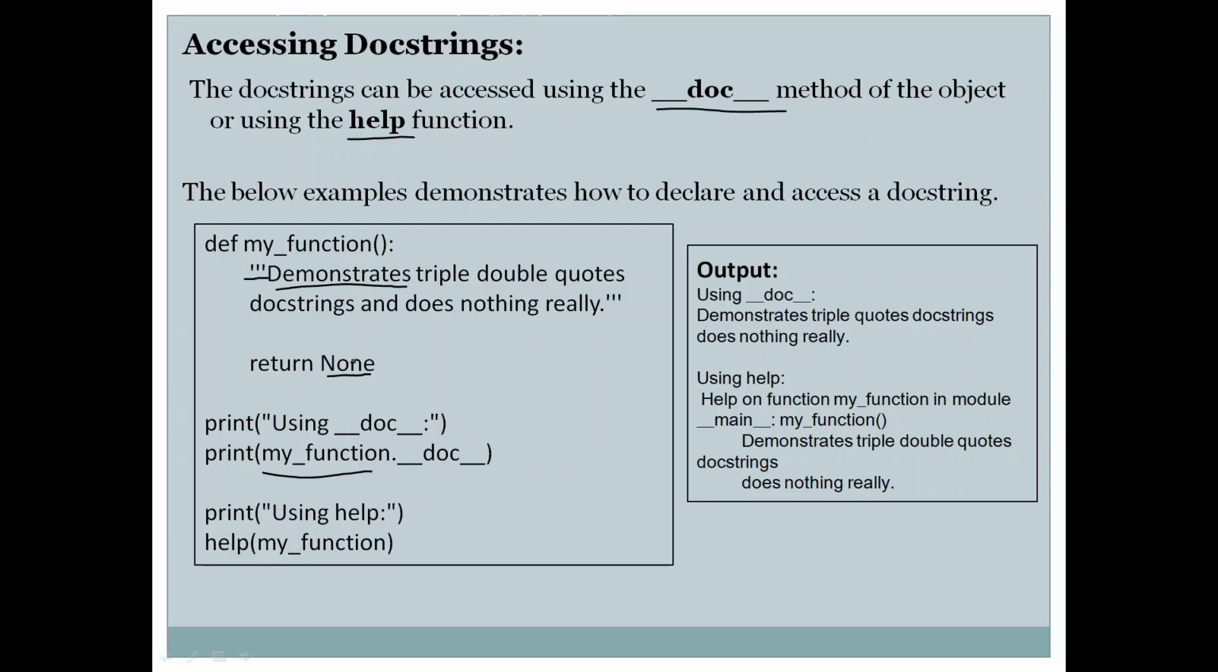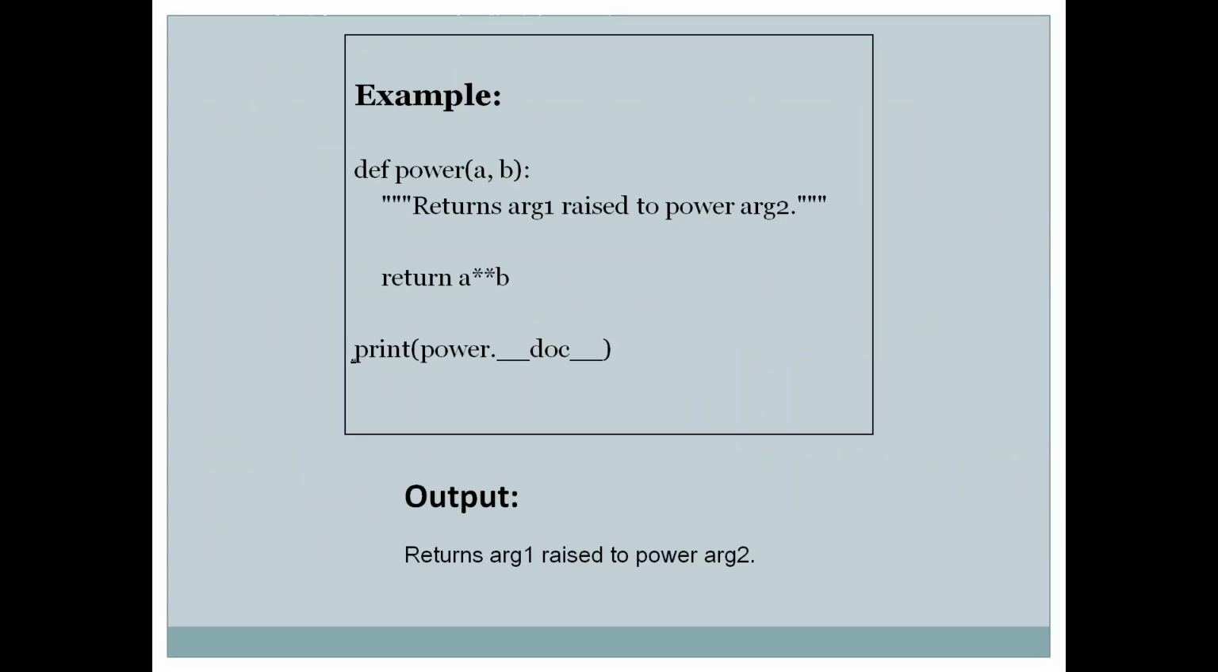Okay, let us look at one more example now. So this is again a simple example. We have a function that is power, which is taking two arguments a and b, and we have a docstring first. This time it is declared using triple double quotes, and it is closed with triple double quotes. If you look at this docstring, it is a single line docstring where we start and end on the same line. If the start and end is on multiple lines, then you can say multi-line docstring.